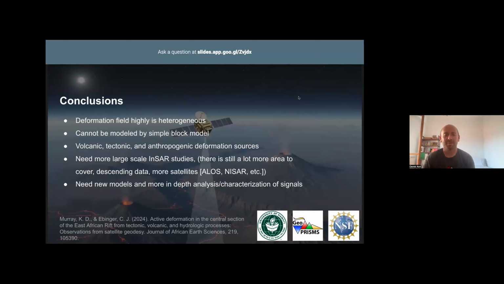Thanks, Carl. What are the uncertainties in the line of sight velocity maps, and how long would you need to measure to reliably record the plate tectonic motions in the area from InSAR?